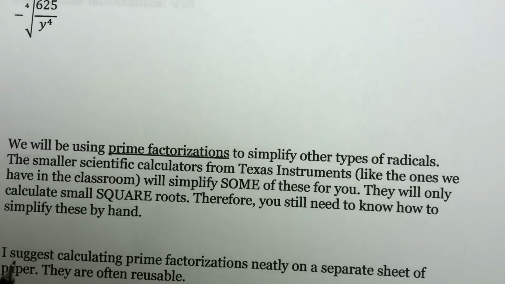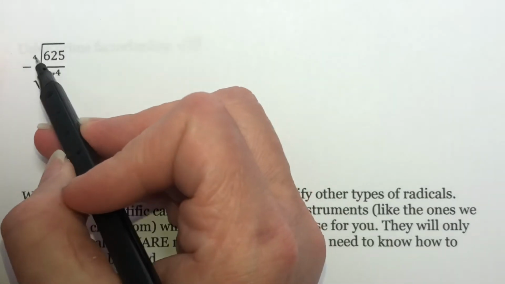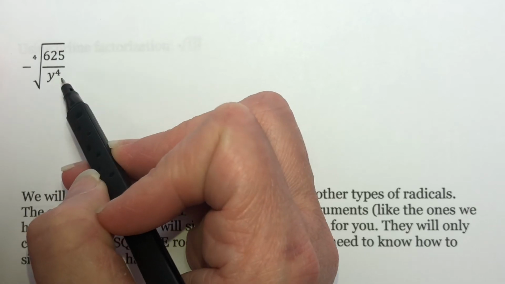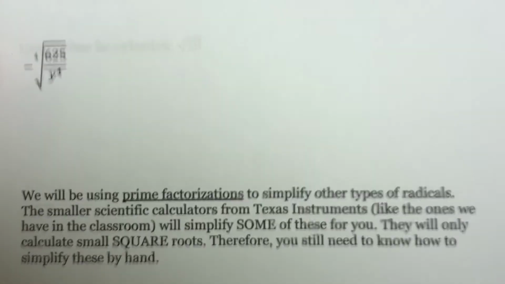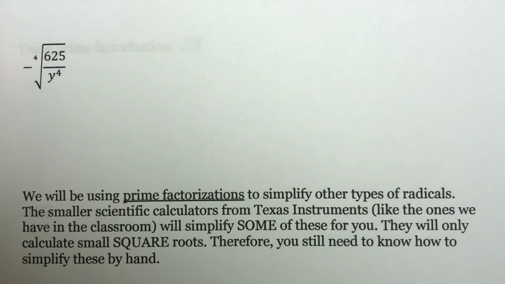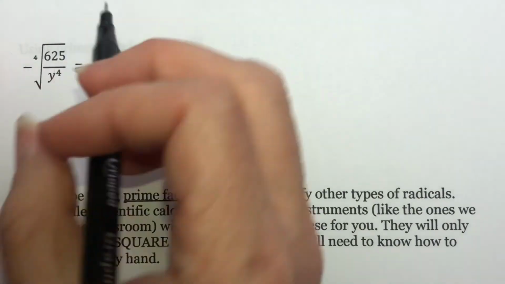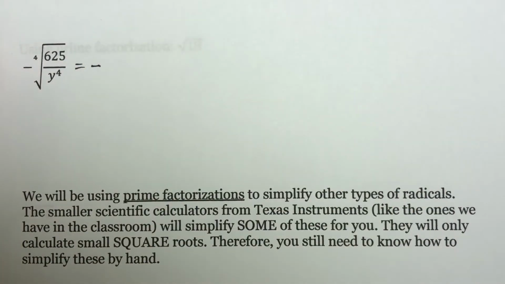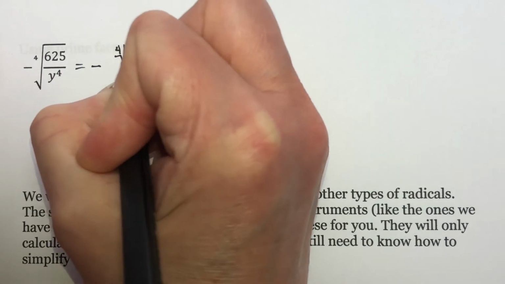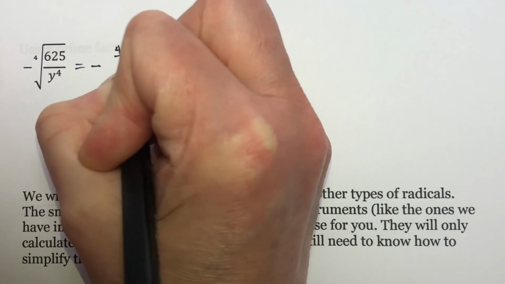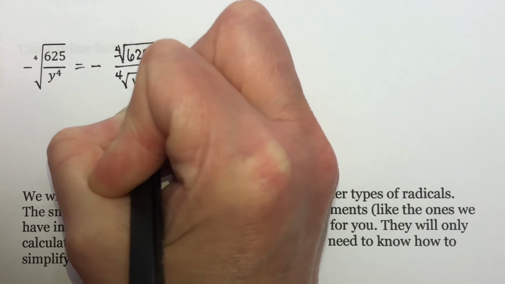So let's do negative on the outside, 4th root of 625 over y to the 4th. Dealing with variables inside radicals is actually easier than dealing with numbers, okay? First of all, there's a negative on the outside. That means my answer is negative, okay? Now this is the 4th root of 625 over the 4th root of y to the 4th.